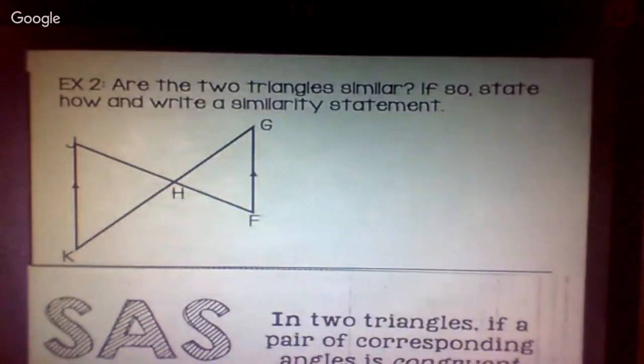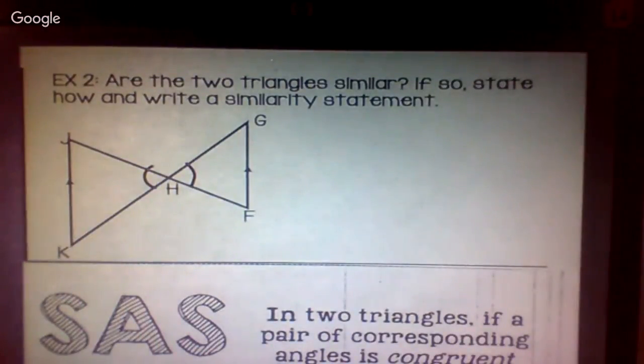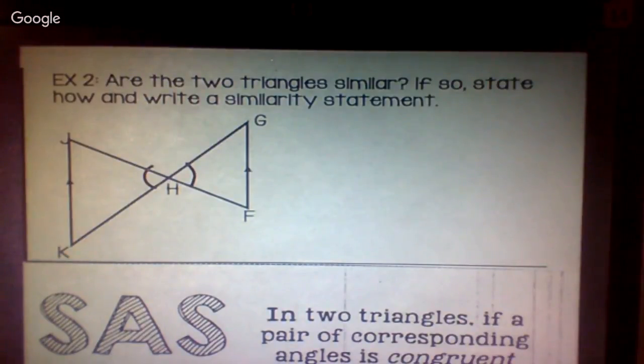All right, take a look at example 2. Are the two triangles similar? If so, state how and write the similarity statement. This time they don't give you any angles. But what do we know? They both share an H. Good. What are those H's? Vertical. These are vertical angles. So that's one set of angles. Remember, for AA similarity, I need two.